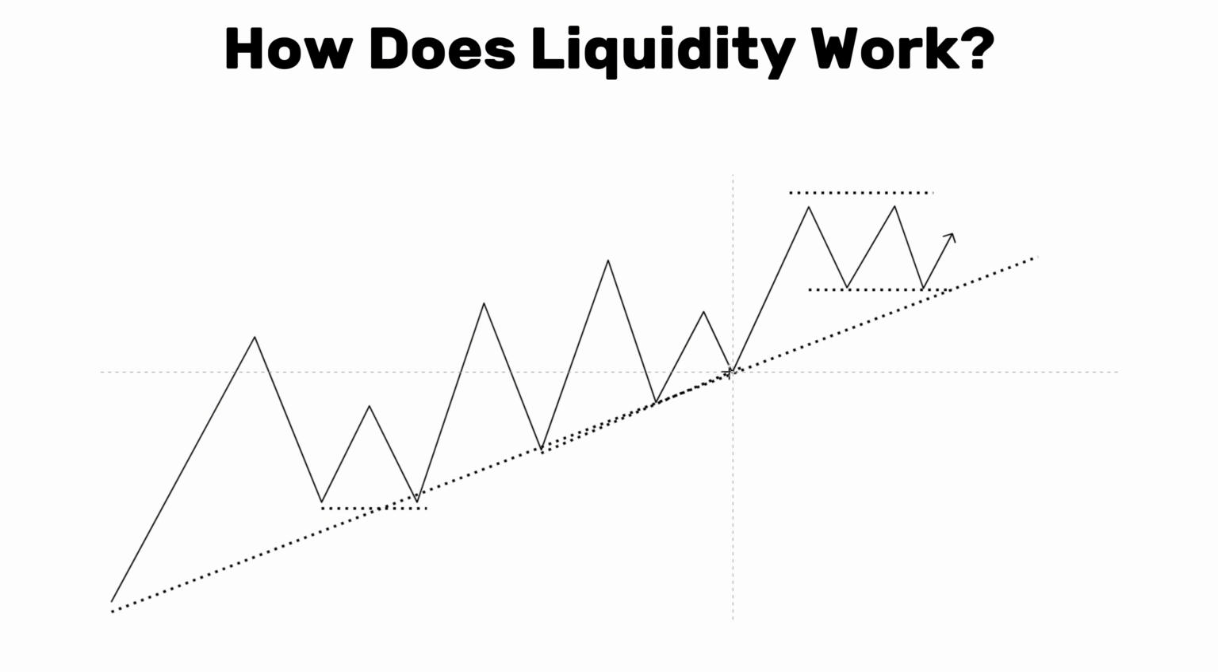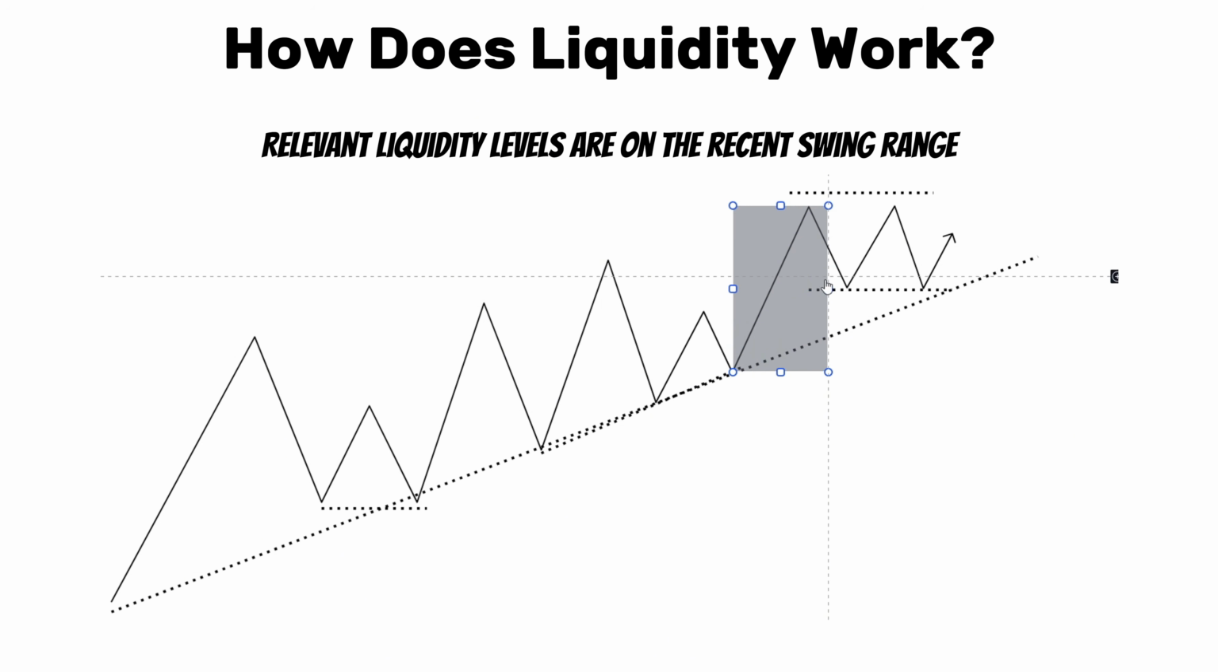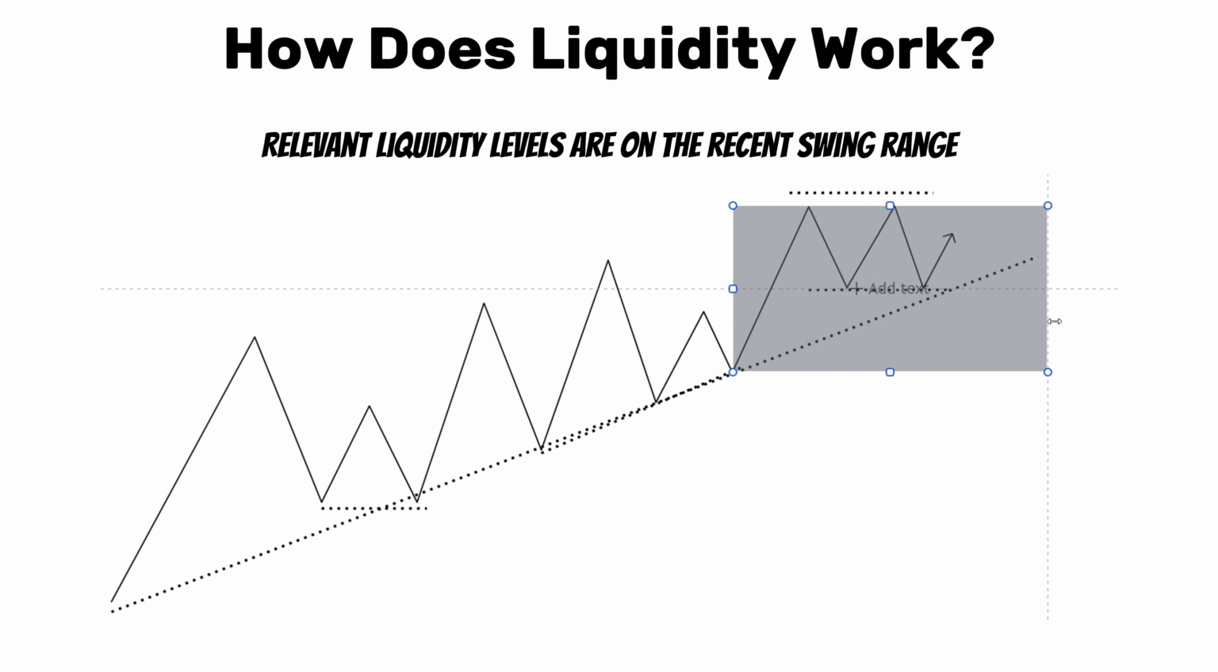The next key important concept in understanding how to properly use liquidity concepts is to only consider liquidity points that are situated on the most recent swing trading range. So we take the most recent swing low and connect it with the most recent swing high. And this is the most recent trading range we are able to see on this price action.